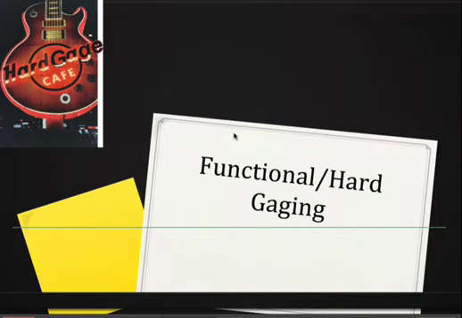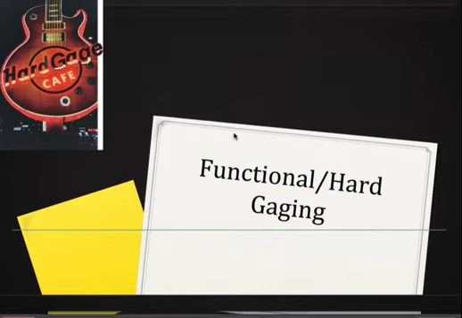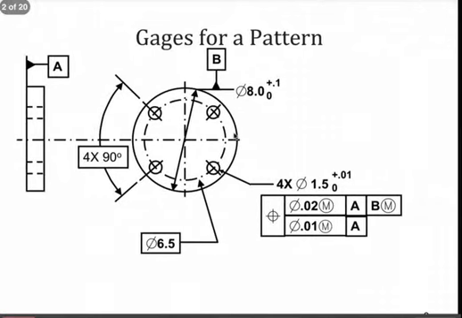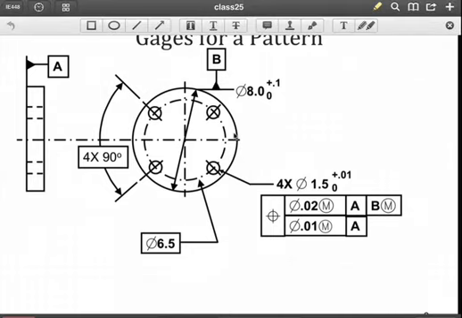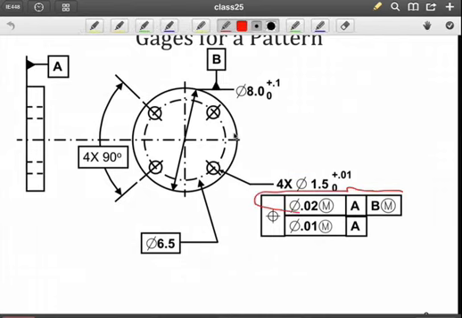The last type of functional gauge that we'll look at is a functional gauge for patterns, and then we'll examine the potential for errors contributed by the gauges. When we look at a design specification for a pattern, specifically we're looking, if you recall, for the pattern locating tolerance zone, which is the top component of the composite tolerance frame here, and then the feature locating tolerance zone, which corresponds to the lower component of that composite tolerance.